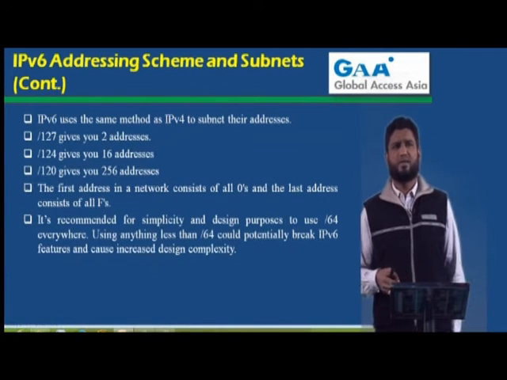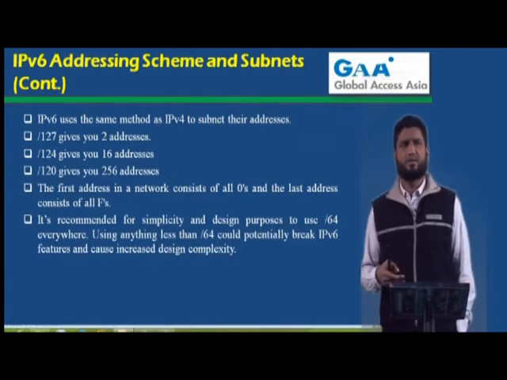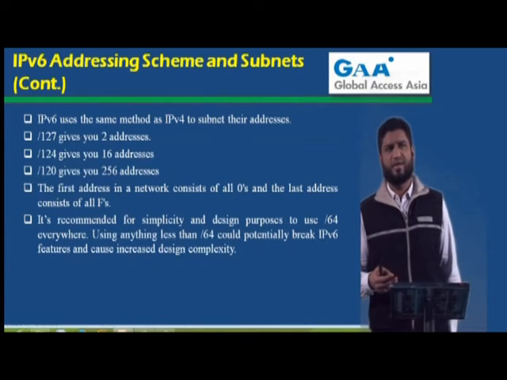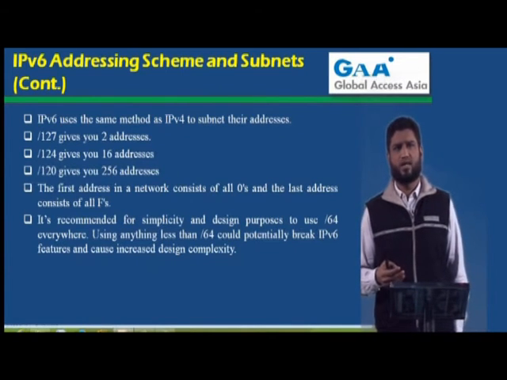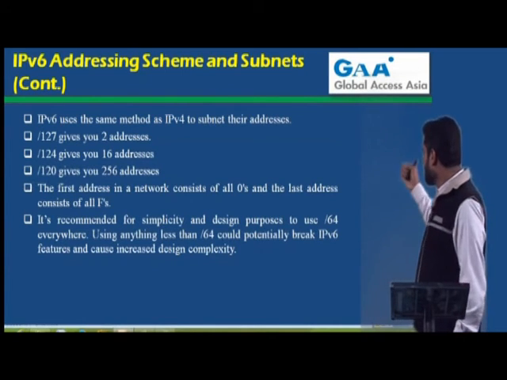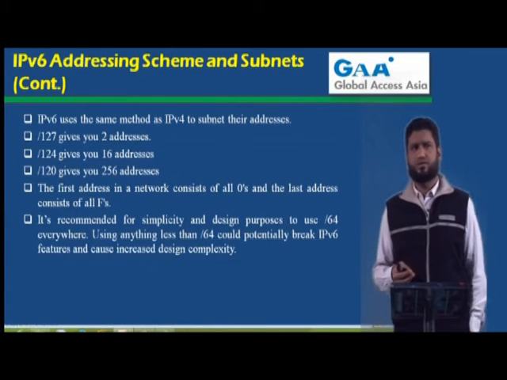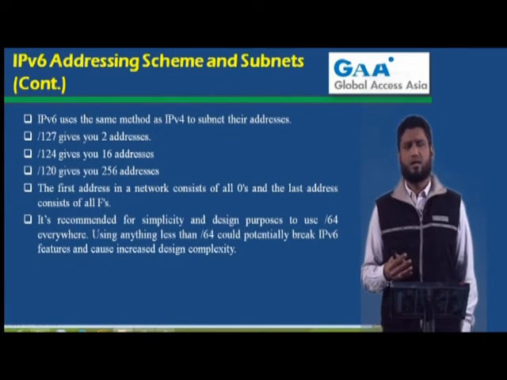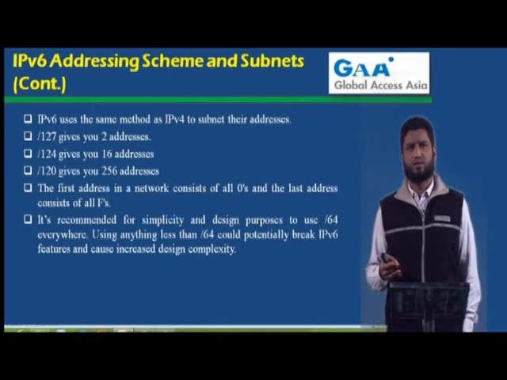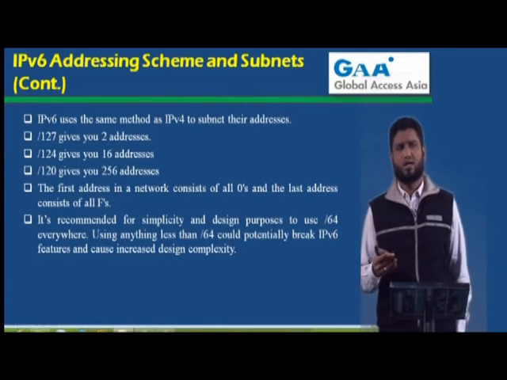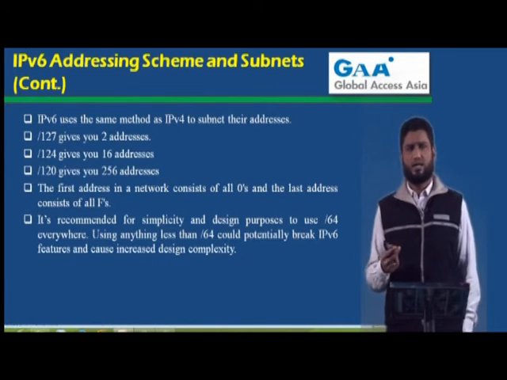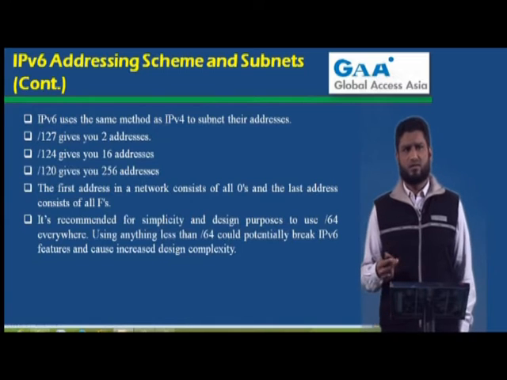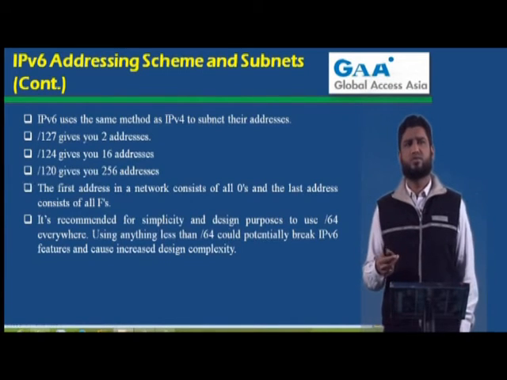Subnets continued. IP version 6 uses the same method as IP version 4 to subnet the classes. You can see their CIDR notation also. /127 gives you two addresses, which means you have one host bit and two combinations. And /124 gives you 16 addresses.